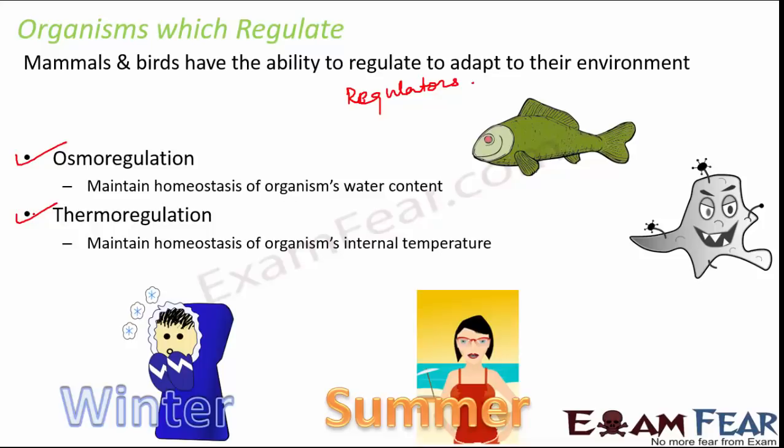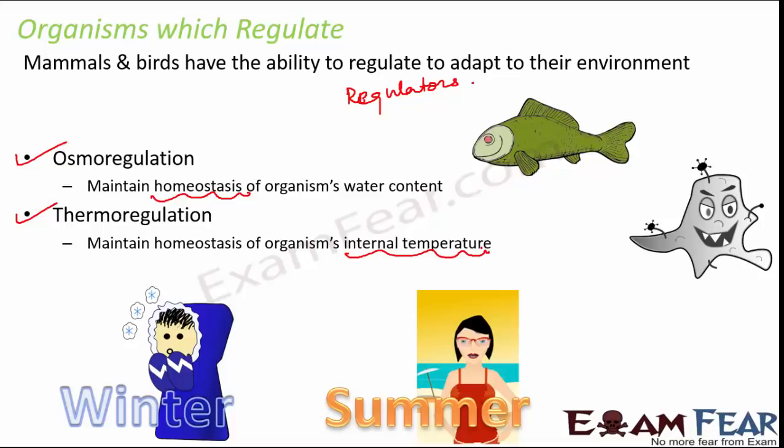Osmoregulation, they maintain homeostasis of the organism's water content. Now, what is homeostasis? Homeostasis is a state of stable equilibrium. So here when we are talking about water content, it is talking about a stable equilibrium of the organism's water content. What is thermoregulation? Maintenance of homeostasis of the organism's internal temperature. Thermo means heat, so the temperature has to be maintained. For example, during summers and winters, the external environment is very different. During summer, the external temperature is very high. During winters, the external temperature is very low.